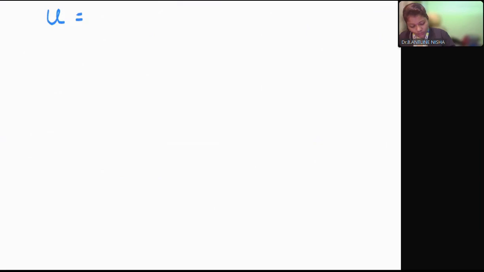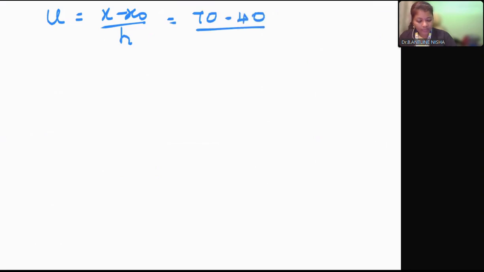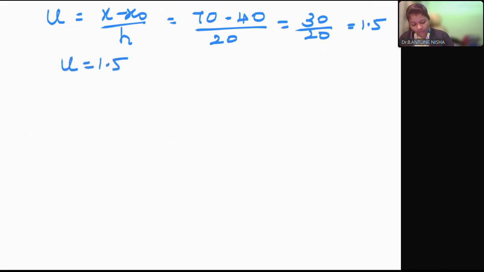u is equal to x minus x naught divided by h. What is the x value? The x value is 70, minus x naught, which is 40, divided by 20. So we will get 30 by 20, which is equal to 1.5. Right, so u is taken as 1.5. Now we can substitute all the values in the Newton interpolation formula.